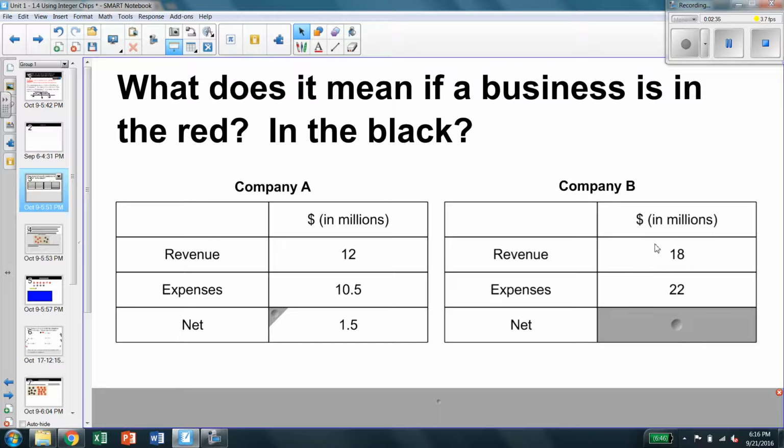Company B, however, brought in $18 million, spent $22 million. So they've spent more than they have. Their net is $4 million, but it's in red, and that represents negative $4 million. That means they're in debt $4 million. So Black Friday got its name because stores up until that point in the year, a lot of them had been operating in debt until their revenue from all the sales from shopping increased and was more than the expenses. So they were out of debt, into the black, and that's where it gets its name, Black Friday.